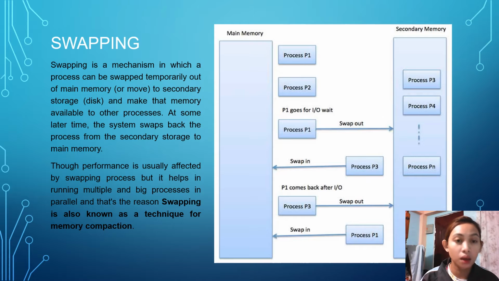Swapping. Swapping is a mechanism in which a process can be swapped temporarily out of main memory, or moved to secondary storage (disk), and make that memory available to other processes. At some later time, the system swaps the process back from the secondary storage to main memory. The performance is usually affected by the swapping process, but it helps in running multiple and big processes in parallel, and that's the reason swapping is also known as a technique for memory compaction.